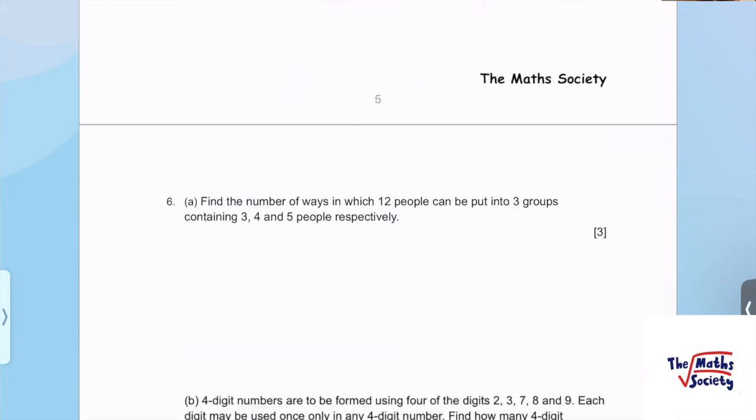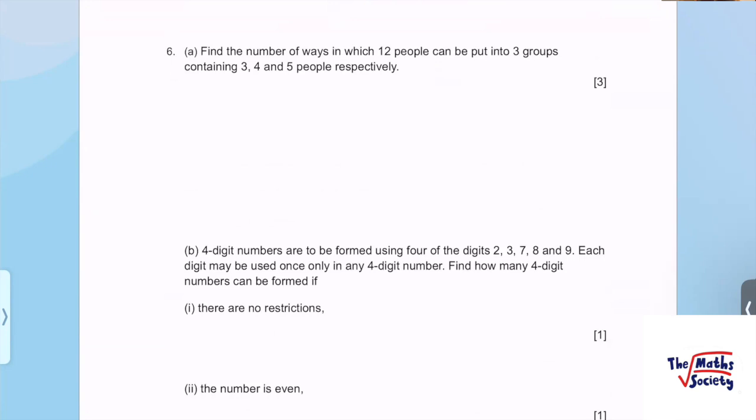Okay, so now moving on to question 6. It says to find the number of ways in which 12 people can be put into 3 groups containing 3, 4, and 5 people respectively. So from 12, you can choose 3 people. Then you'll have 9 people left, and you choose 4 from there. After you've chosen 4, you'll have 5 people left, and you choose 5 from there. So you multiply all of this, and you'll get an answer of 27720.